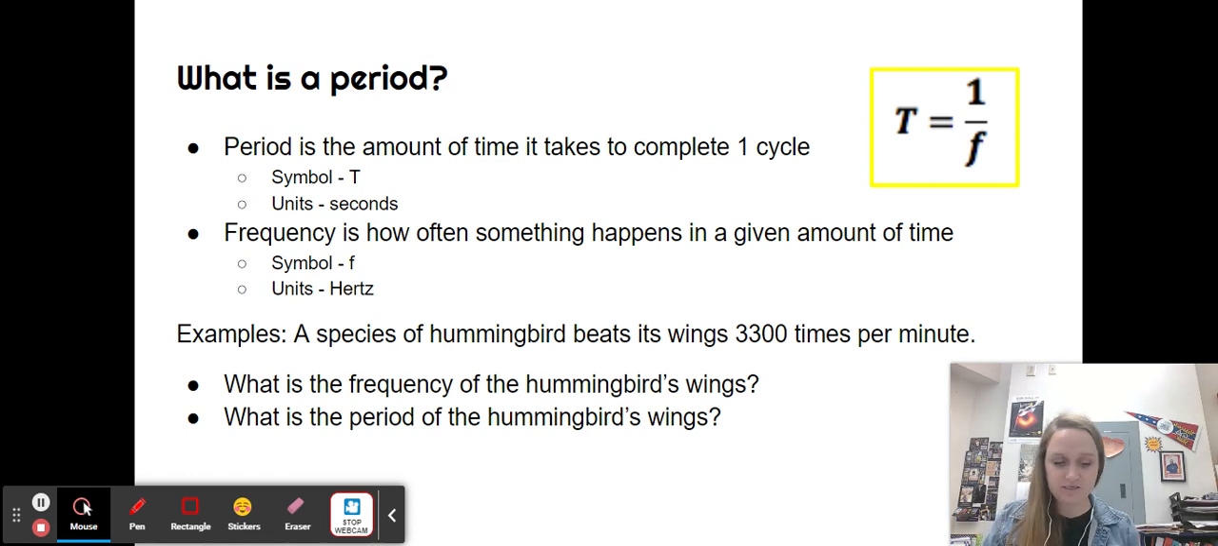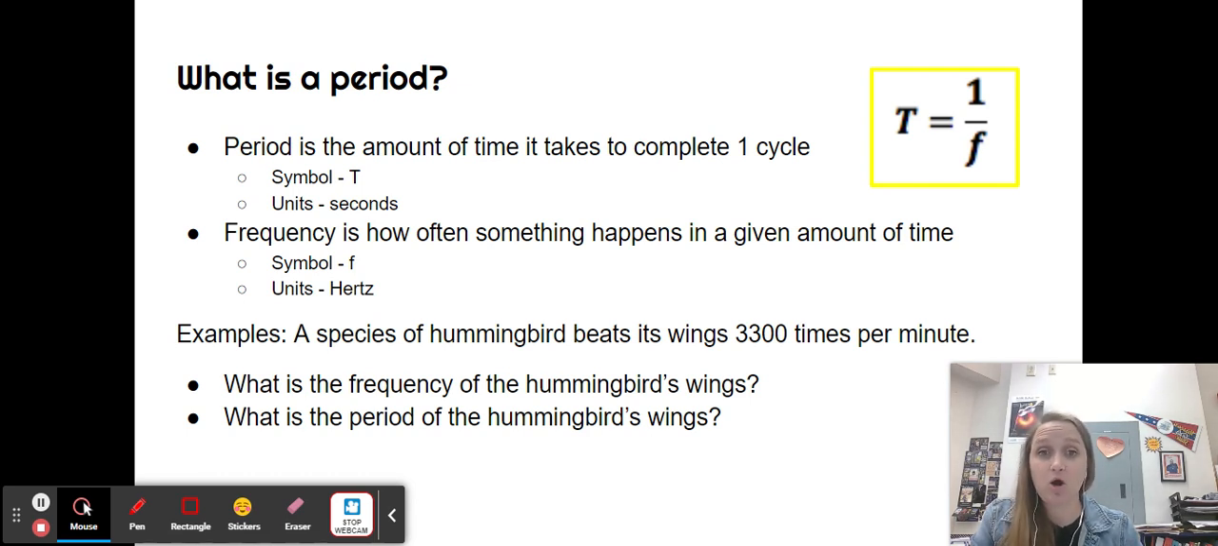So the first thing we really need to dive into is what is a period? We've used this term a little bit. Period's the amount of time it takes to complete one cycle. We're going to use a capital T for this because it's slightly different than time, even though it still is a time. Time is just how much time has passed. But when we're talking period, we want the whole cycle. So we're going to use a capital T for this. We're going to typically measure period in seconds.